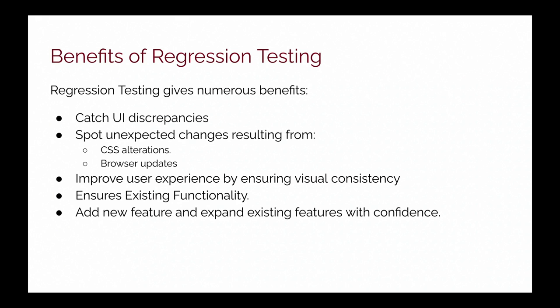So that's where, with regression testing, you'll be able to catch discrepancies that come from these issues. You can spot unexpected changes coming from CSS alterations. This will improve your user experience by maintaining your visual consistency, which for us was important for university relations, so they can maintain our brand standards on our sites going forward and make sure that a lot of our components that we display on our sites will appear correctly. The one I like is ensuring existing functionality, and also on the developer side, it gives us some peace of mind and a little bit of confidence moving forward, expanding features, adding features, knowing that the existing functionality stays intact and the existing presentation stays intact.